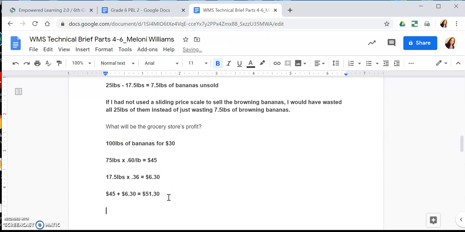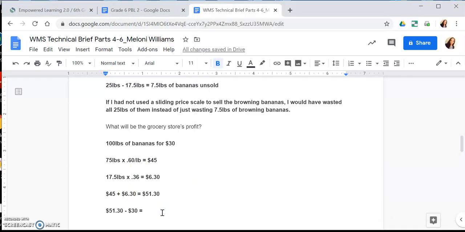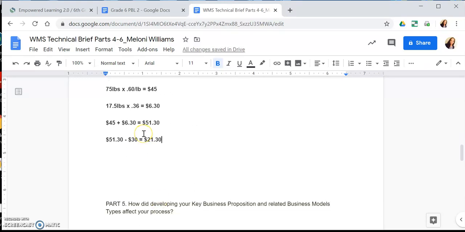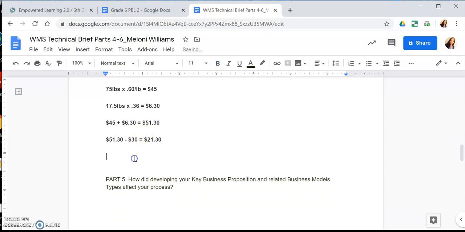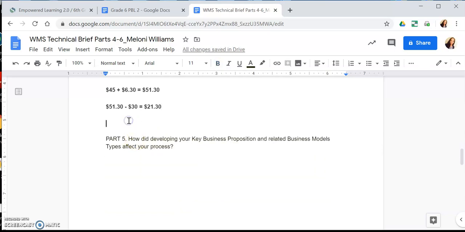So if we do the math and we subtract, we do 51.30 minus $30, we come up with $21.30. So this is our profit here, okay? So the profit is $21.30. And that's how you calculate how much we made. Now, let's take a look at part 5.